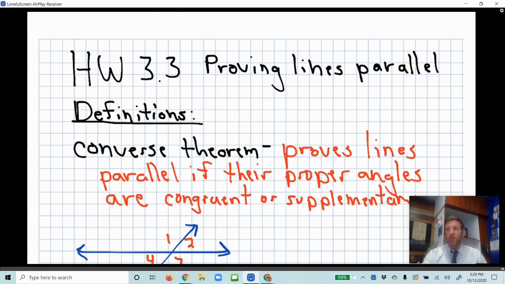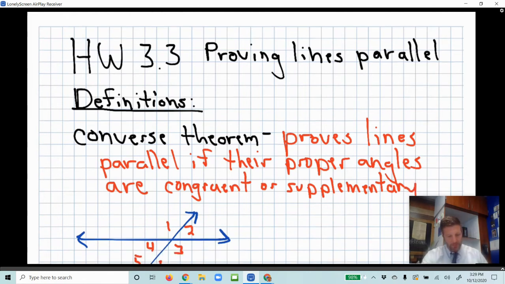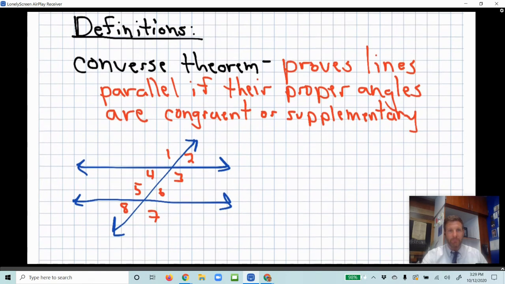Proving lines parallel. So we've been working on transversals and the different angle relationships that those form, such as alternate interior angles, corresponding angles, same side exterior angles, etc. And so 3.3 basically takes those same concepts and then moves in a slightly different direction. We're going to start with the definitions, and actually there's one definition and then a couple questions. So let's go ahead and get started.